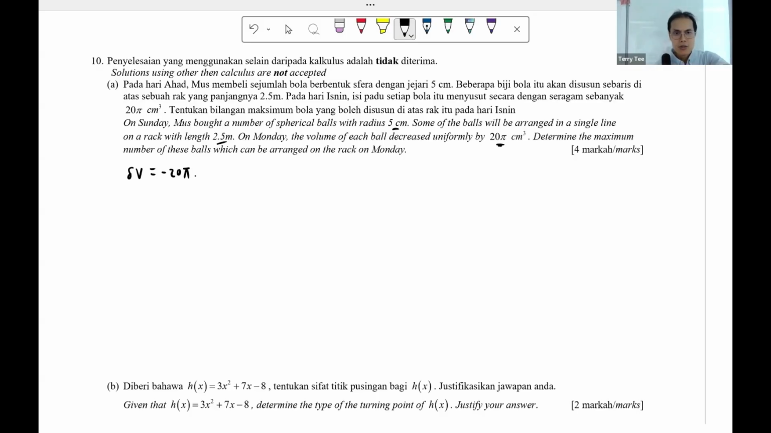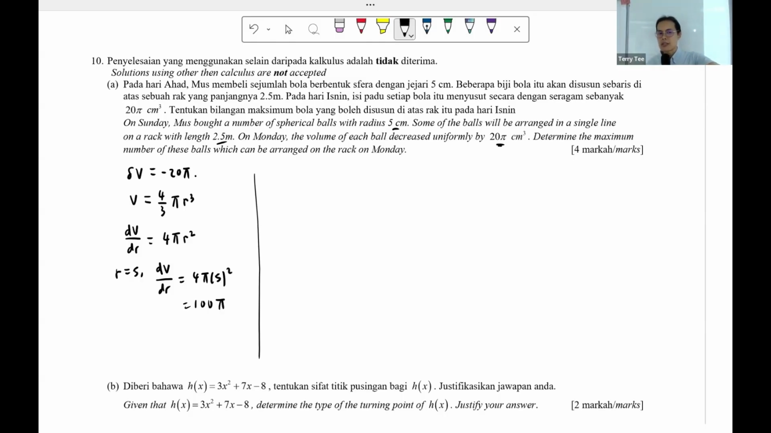Negative 20 pi. So first of all, what is the volume of a sphere? Volume of a sphere is 4 over 3 pi r cubed. So we can differentiate, right? dV dr is, bring the power 3 down, cancel, you get 4 pi r squared. Okay, so what is your initial radius? Initially, your radius r is 5. So dV dr will be 4 pi 5 squared. 5 squared is 25. 25 times 4, 100 pi.